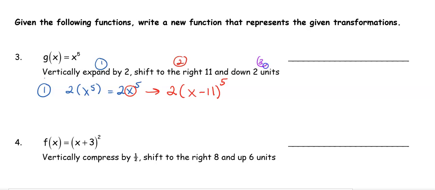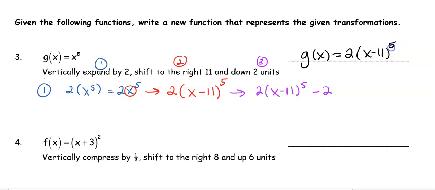And then our third one is going to be down 2. That vertical shift is going to happen outside of all of this. It's just going to be add that number, subtract that number. So we're going to be subtracting because we're going down. That gives us our new equation after all of those transformations: 2 times x minus 11 to the 5th power minus 2. The vertical expansion, the horizontal shift, and then that vertical shift.